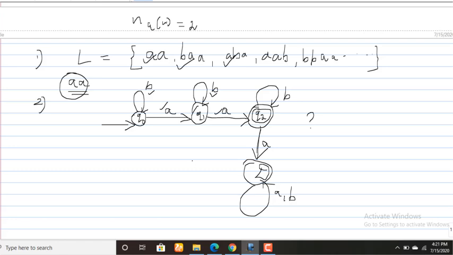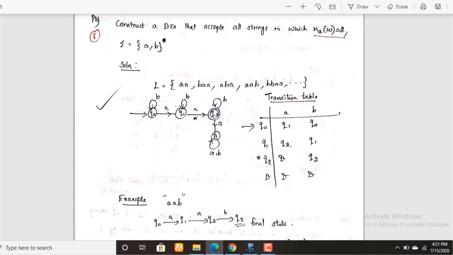Once again check the problem. From Q0 the transitions: Q0 has both transitions on A and B, Q1 also has the transitions on both A and B, Q2 has the transitions on both A and B. Okay, that's enough. Next, I'll move to the next problem.